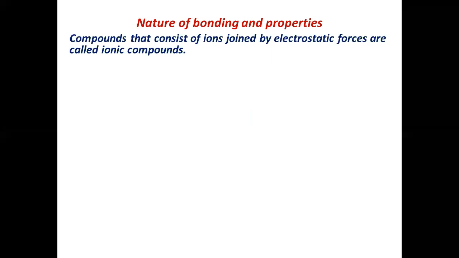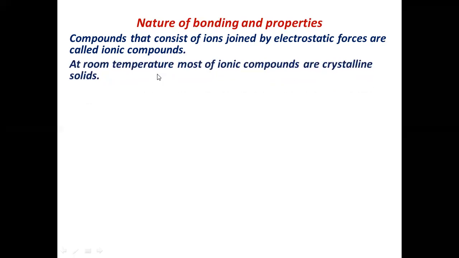If you remember, I told you in the previous chapter that a metal atom loses electrons to form a cation, and non-metals gain electrons to form an anion, and these oppositely charged ions attract each other with a force which is called ionic bond. So those compounds which contain ionic bond are called ionic compounds, and definitely they are made up of ions. Ionic bond is also called electrostatic forces. Ionic compounds never form molecules.